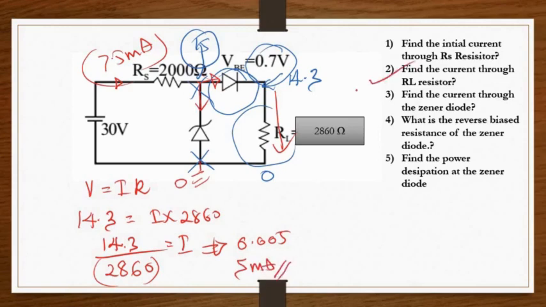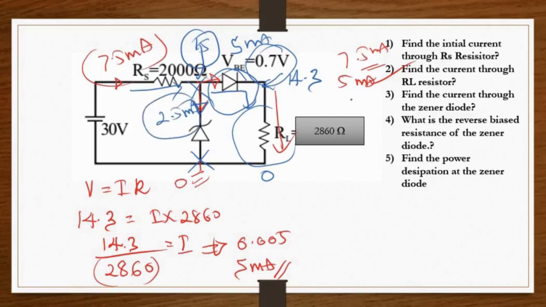So we have the second answer now. It's 5 milliamperes. The first answer we got was 7.5 milliamperes. Next, find the current through the Zener diode, the third one. We can apply Kirchhoff's law here: 7.5 milliamperes up to here, and through this path we will be getting 5 milliamperes. The remaining amount, 2.5 milliamperes, will go through this Zener diode. So it's 2.5 milliamperes.